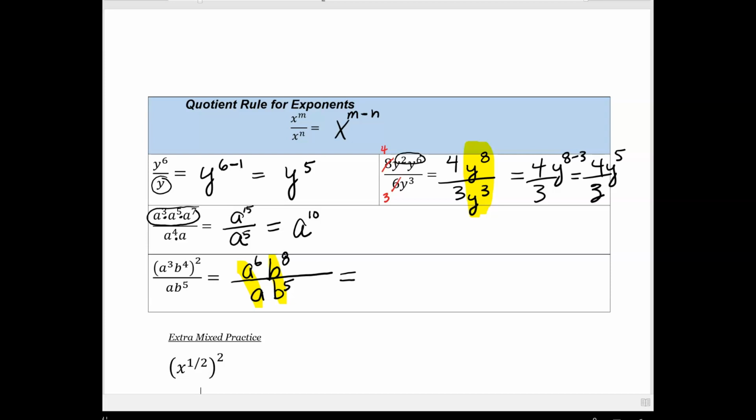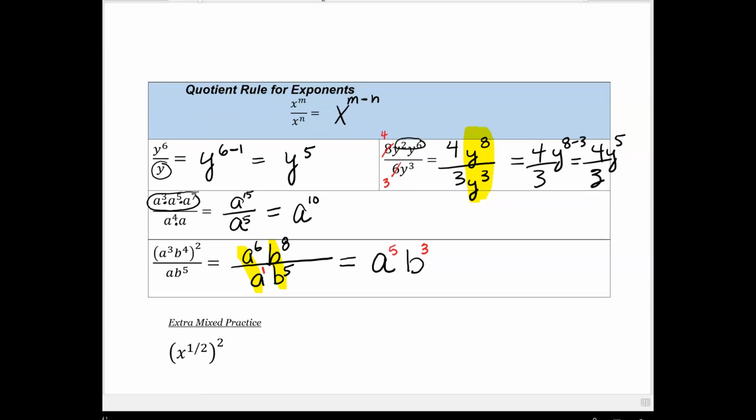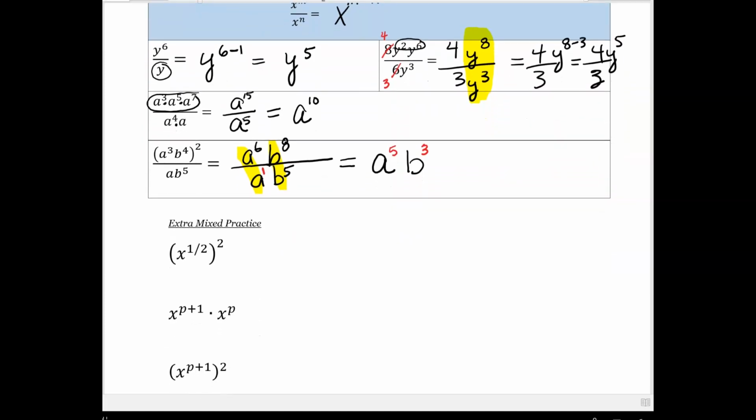All right. So what will be the final answer? A to the what power? Well, notice we have a 6 and we have an understood 1. So 6 minus 1, 5. Right? And then we have b. We have 8 and 5. 8 minus 5 is 3. Right? That's our final answer for that.